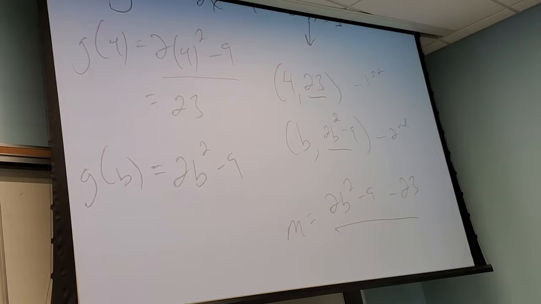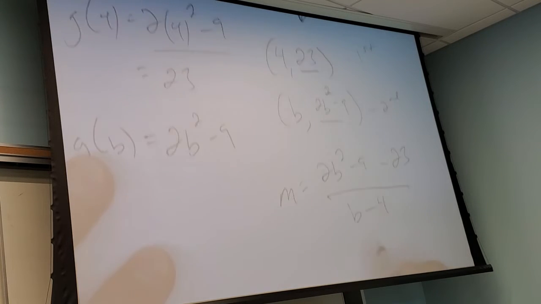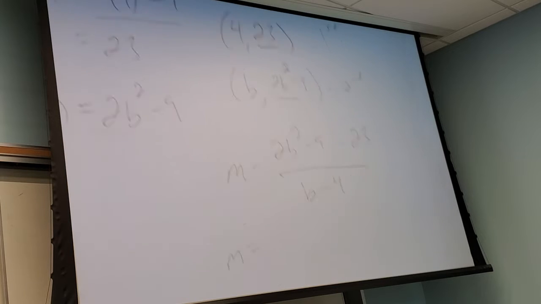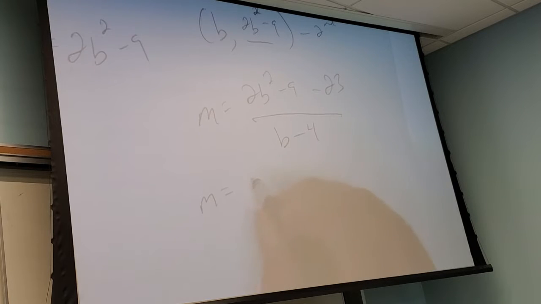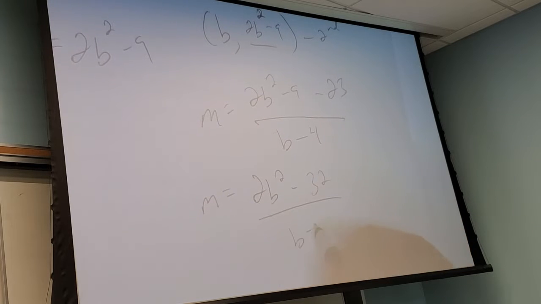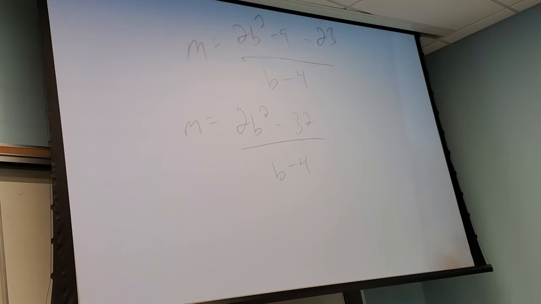So what can you do on the top of this? Is there anything to do on the top of that? Combine like terms. Yeah. So you get 2b squared minus 32. Any other ideas? Don't stop there, because what can you do on the top?